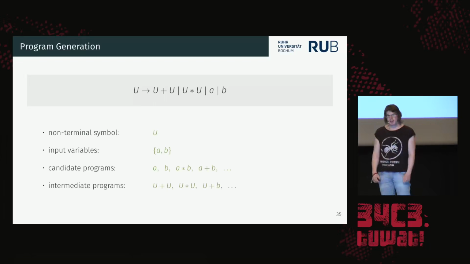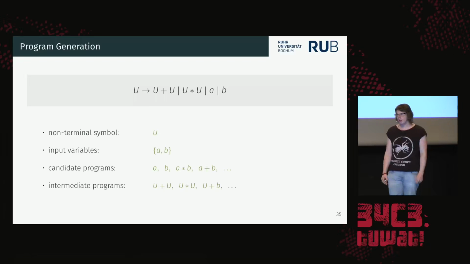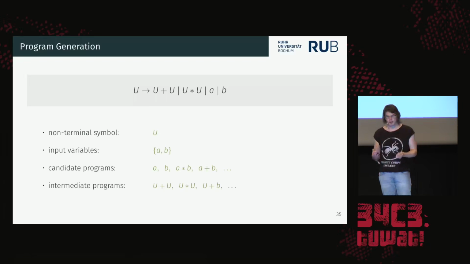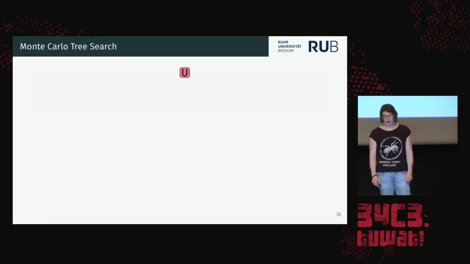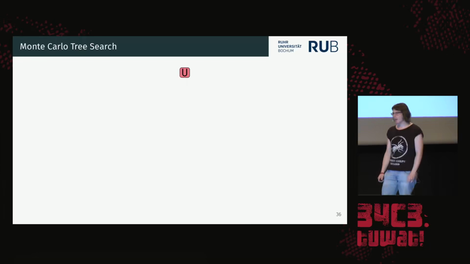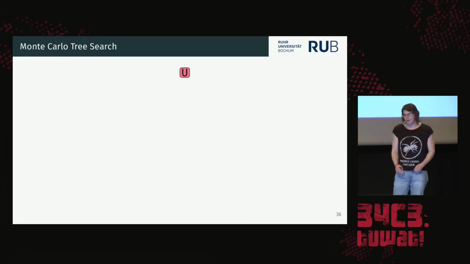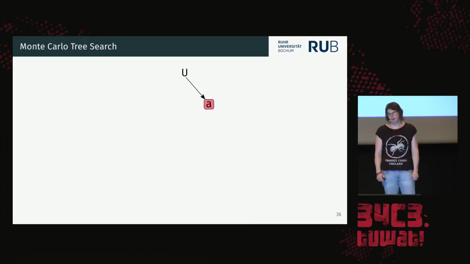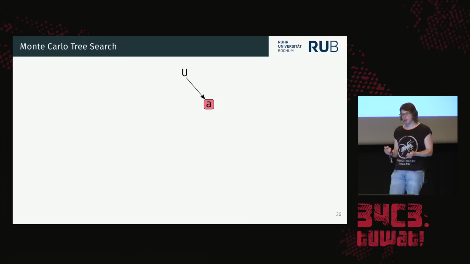Conversely, an intermediate program is a program that contains at least one U, so we can derive it further. With that as a foundation, we do Monte Carlo tree search. We start with an empty tree that has just the root node, the U. Then we randomly apply the rules of our grammar. So we derive A. A in this case is a terminal program, so it cannot be derived further, so we can give a score to that.